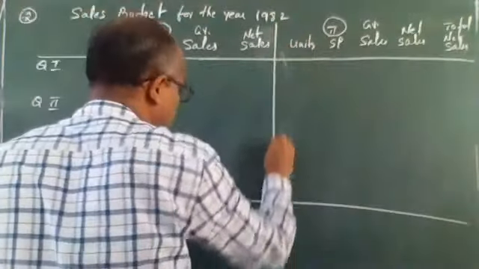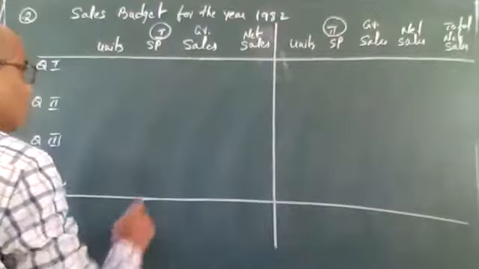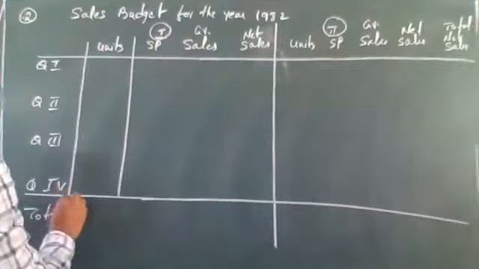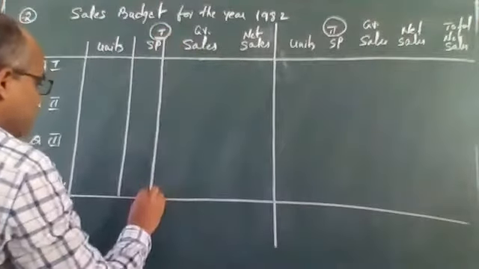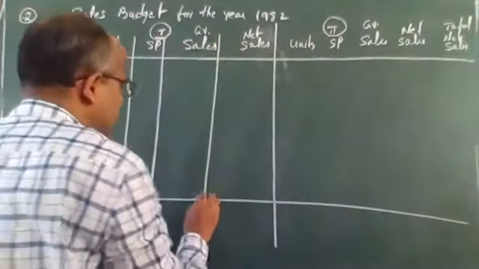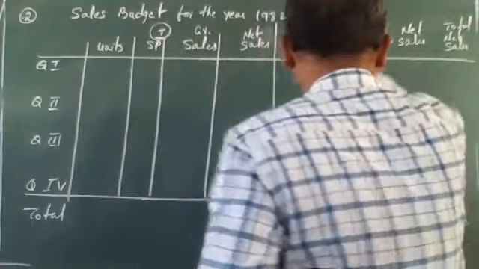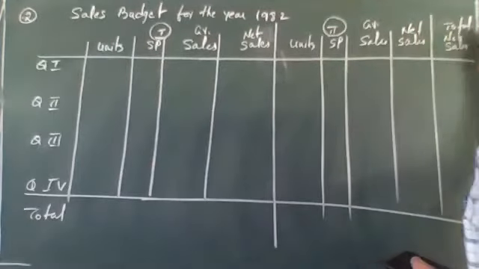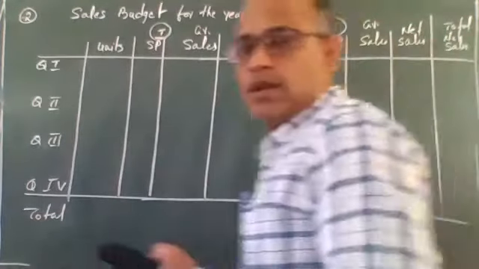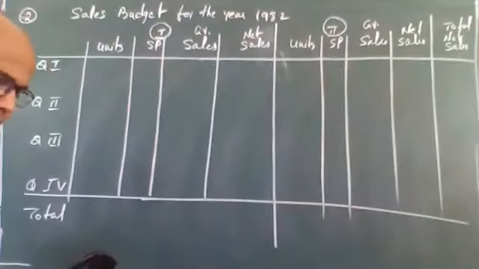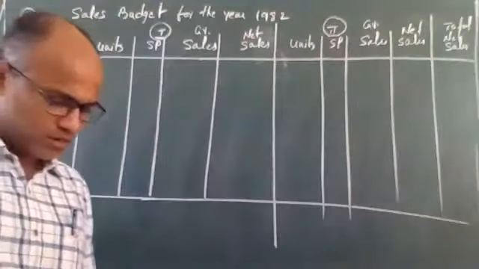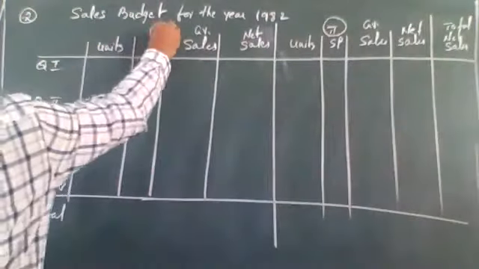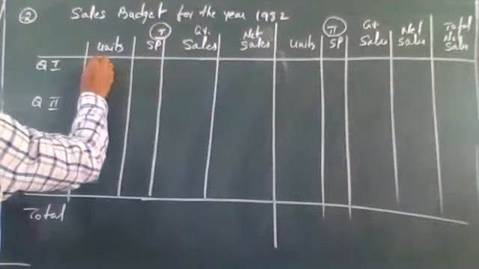For each product, we are going to write units. We are going to write the selling price per unit. We are going to write the gross sales and the net sales. Units, selling price, gross sales, net sales, and the total net sales. All right. Now, I'll just do it for one particular thing so you can understand. For first quarter, product 1, the units are 90,000.